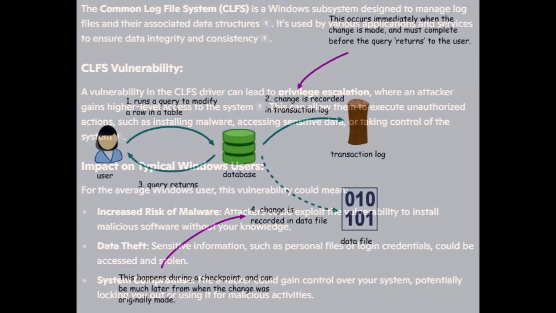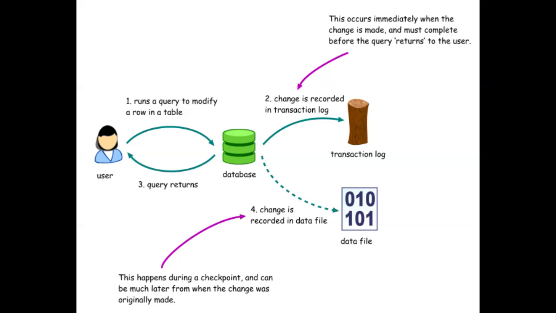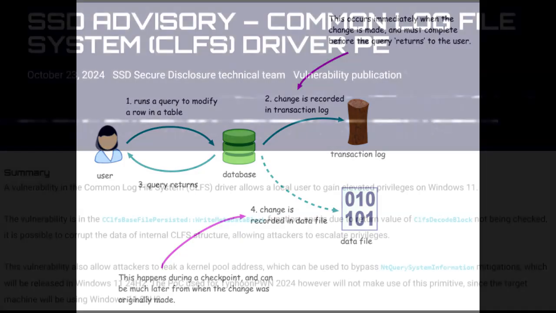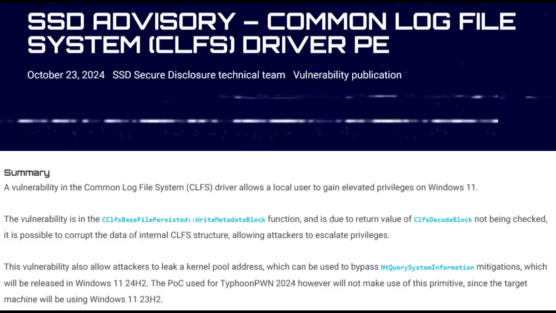To understand why it matters, think of it like a transaction log in a database. Every single change is logged to make sure the data's good. That's what CLFS is doing, but for how the whole system works. So we've established that CLFS is important for keeping our data safe and sound. But now we have this SSD advisory saying there's a vulnerability. What's the deal with that?